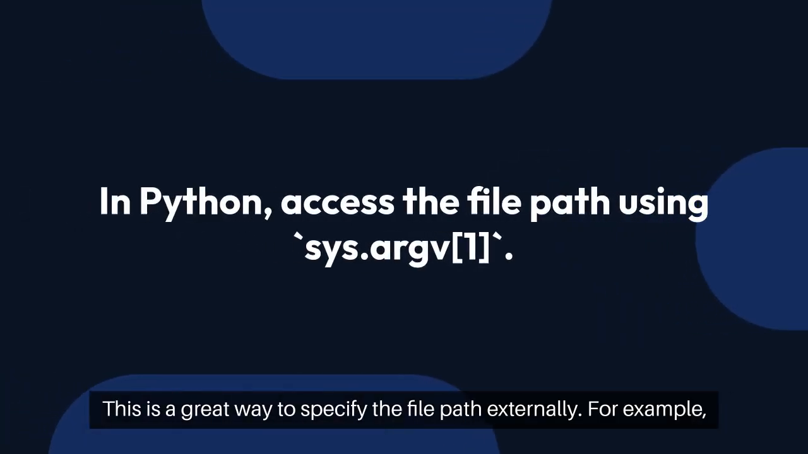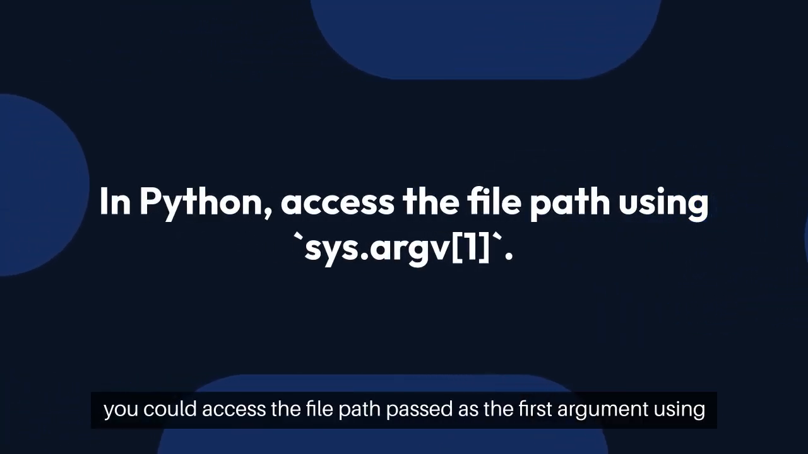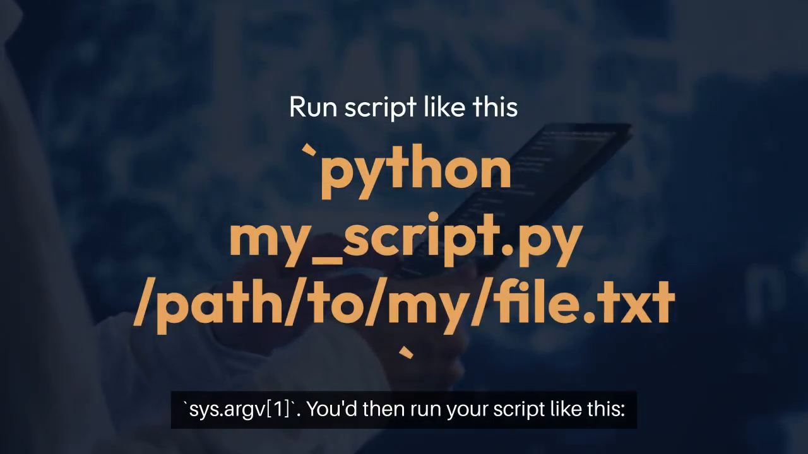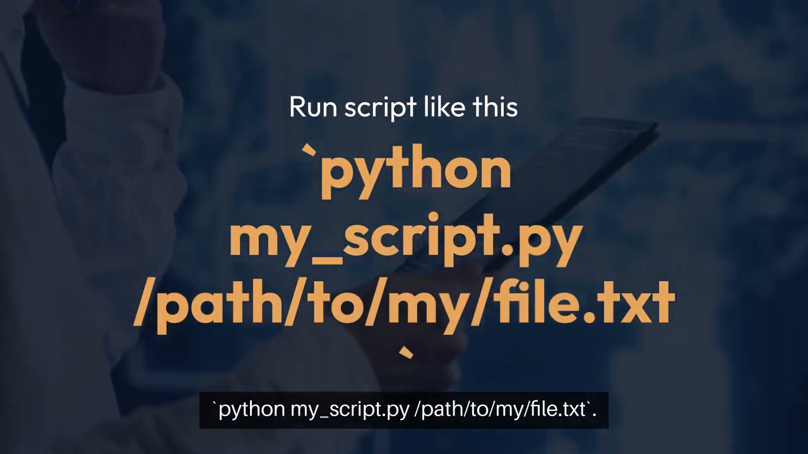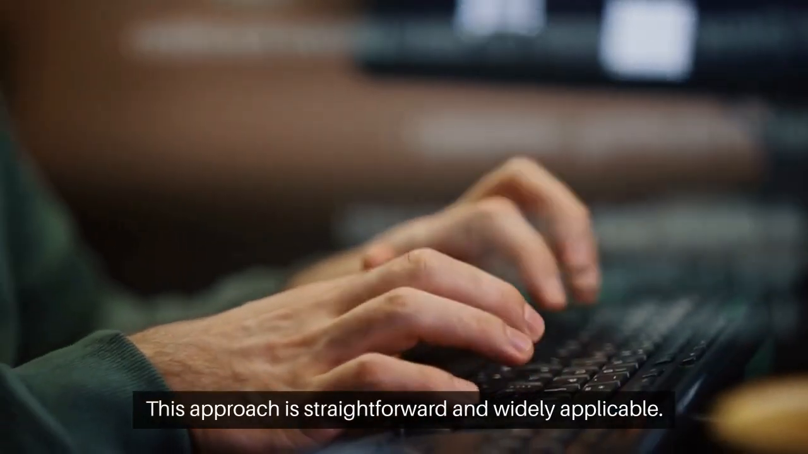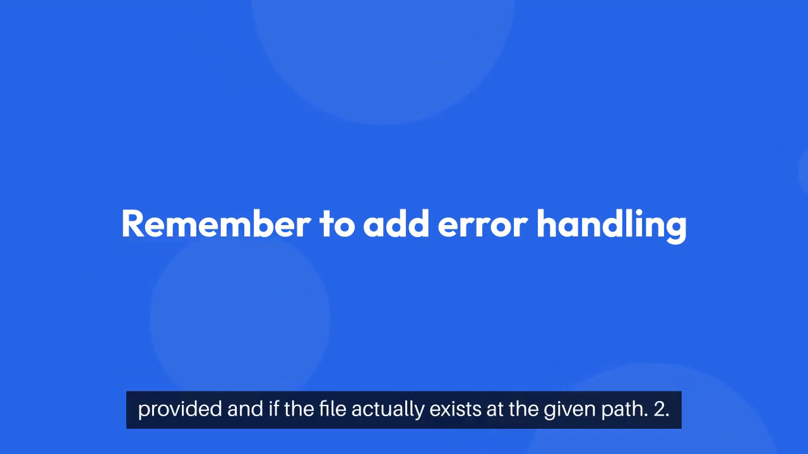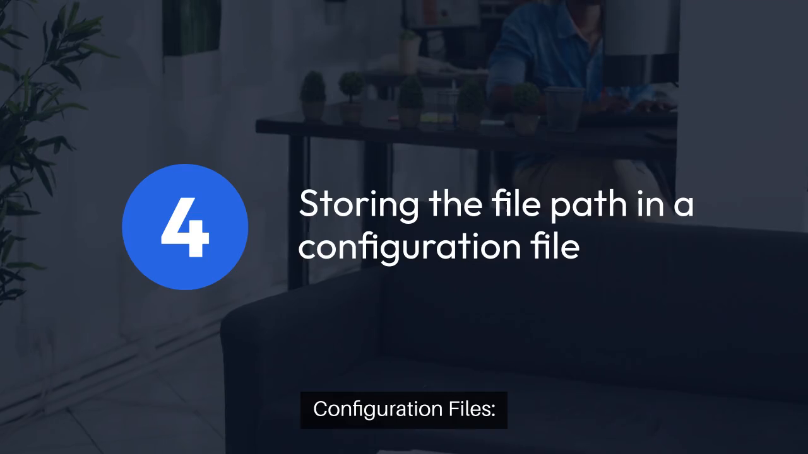For example, in Python, you could access the file path passed as the first argument using sys.argv. You'd then run your script like this: python myscript.py path/to/myfile.txt. This approach is straightforward and widely applicable. Remember to add error handling to check if the argument is provided and if the file actually exists at the given path.